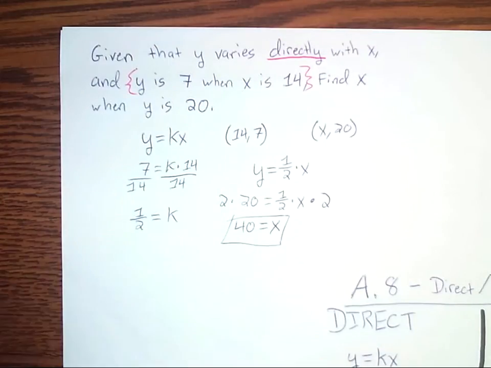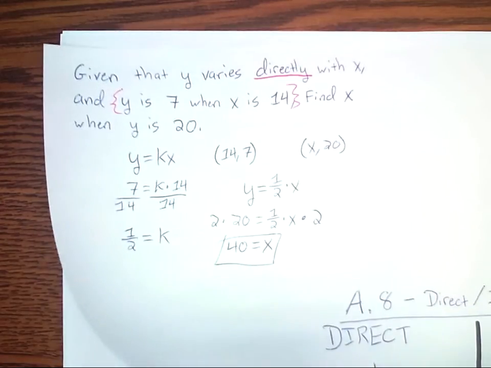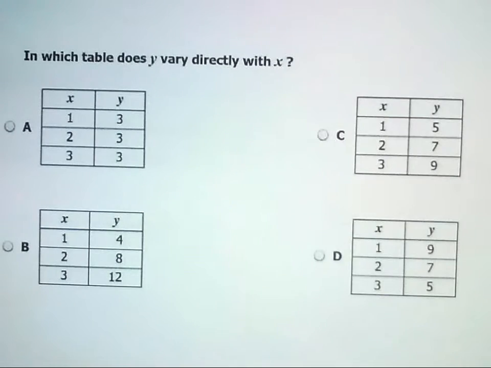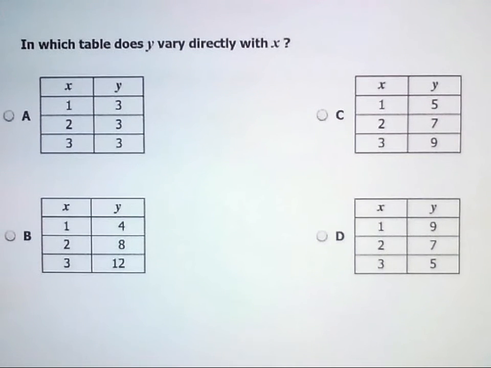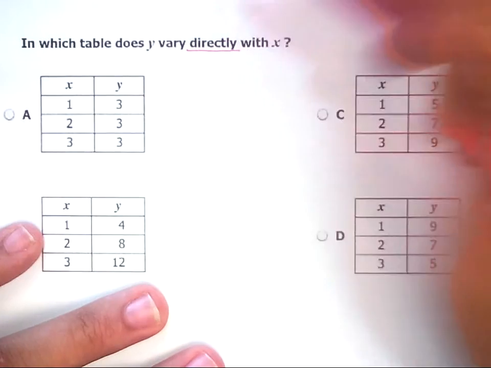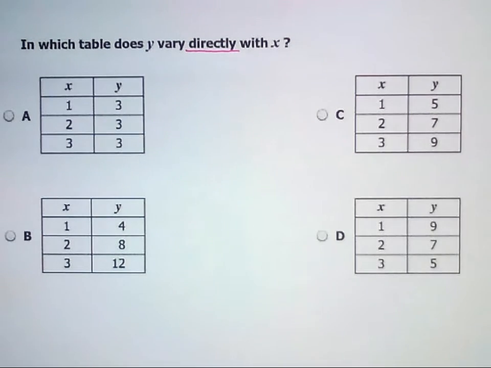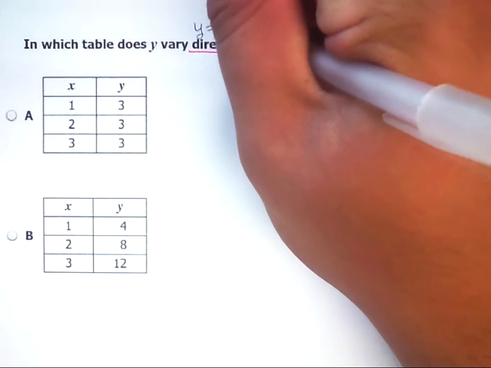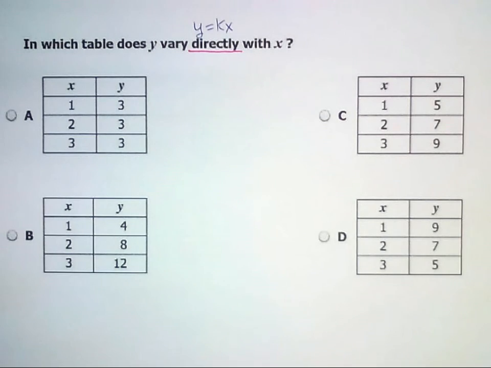Let's take a look at an SOL example. In which table does y vary directly with x? It's very key, again, that you sort out which one you're solving for, whether it's direct or inverse. We know that it should be steadily increasing, but we can just work with the formula y equals kx. We can find the constant and see if it holds true.